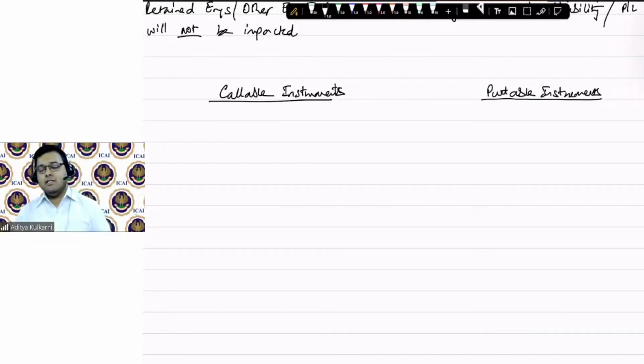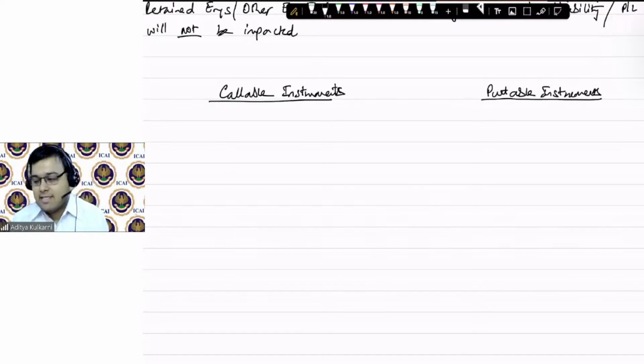Basically, these are instruments that come with a call option or with a put option. So what do you mean by callable instruments? Callable means somebody should have the right to call back the instruments. Okay, call back. So who will have a callable instrument right? See, the issuer gives the instrument to the holder. So who has a right to call?